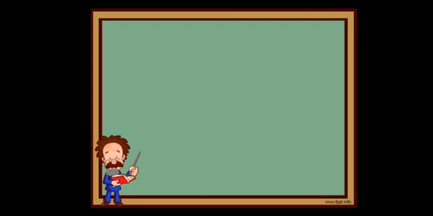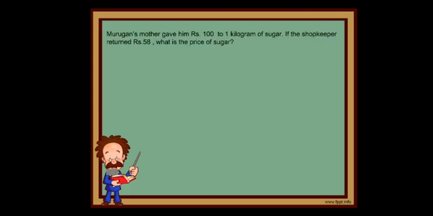Observe this question carefully. Murugan's mother gave him ₹100 to buy 1 kilogram of sugar. If the shopkeeper returned ₹58, what is the price of sugar? So Murugan's mother asked Murugan to buy 1 kg of sugar and she gave him ₹100. He went to the shop and bought 1 kilogram of sugar. He gave that ₹100 to the shopkeeper and the shopkeeper returned ₹58 to Murugan. So what will be the cost of sugar?